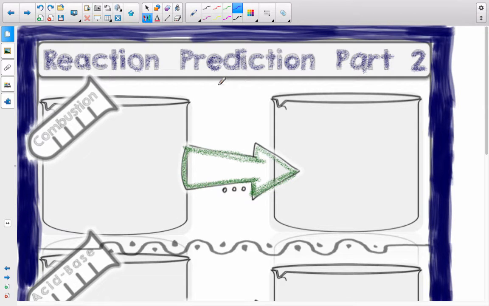Now we're in the second part of reaction prediction, and we're going to start with combustion reactions. The first thing to remember here is that hydrocarbons are involved as the fuel in combustion reactions. And they're going to have some air, right? They react with oxygen in the air to release energy.